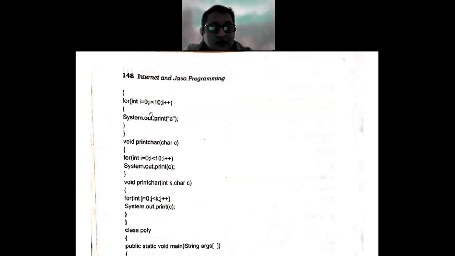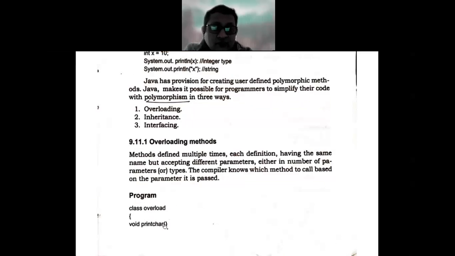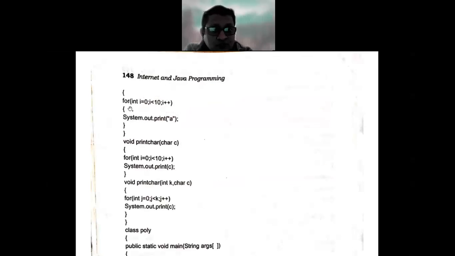Void print character is a default, I mean no parameter function. So for integer i equal to 0 and i less than 10, i plus plus, System.out.print a. So a will be printed 10 times. That's all. And then print character c.